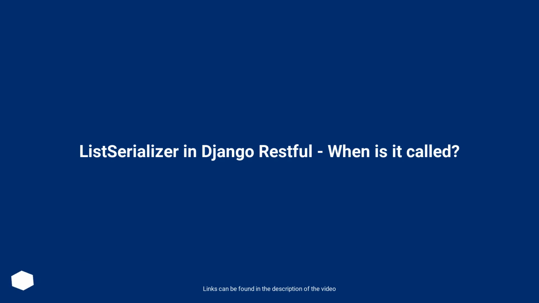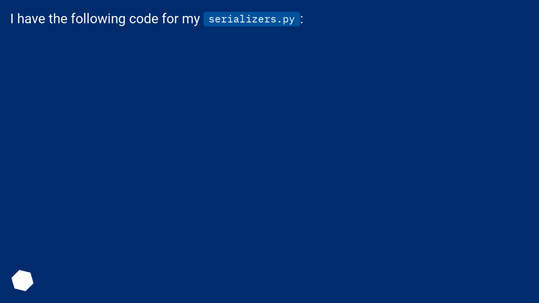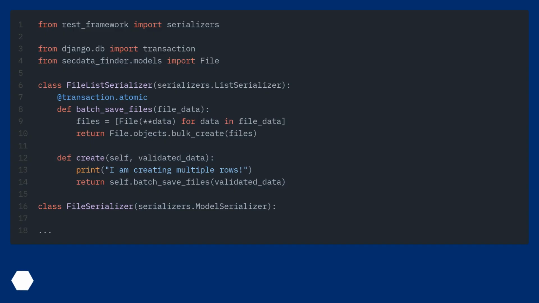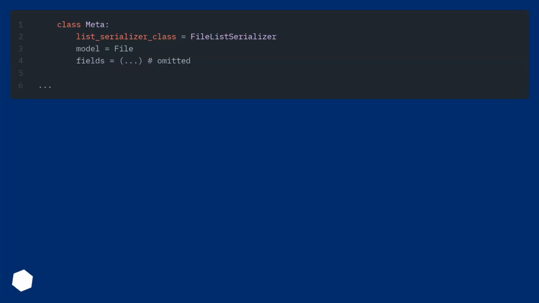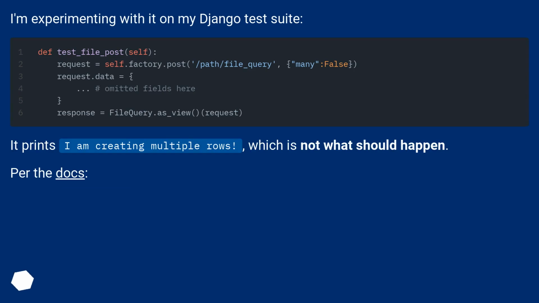ListSerializer in Django REST framework. When is it called? I have the following code for my serializers.py. I'm experimenting with it in my Django test suite. It prints "I'm creating multiple rows", which is not what should happen.